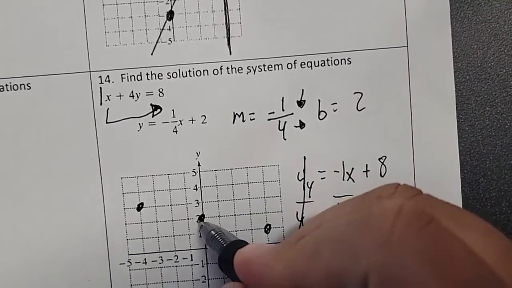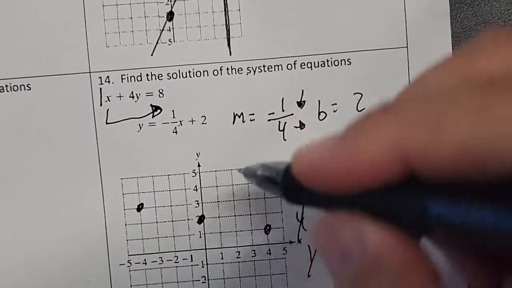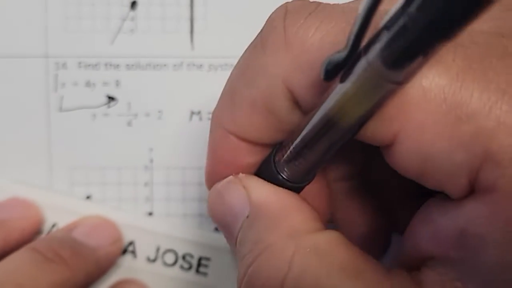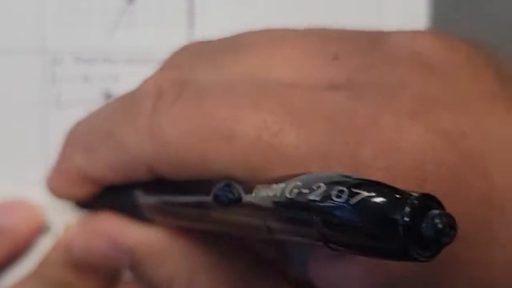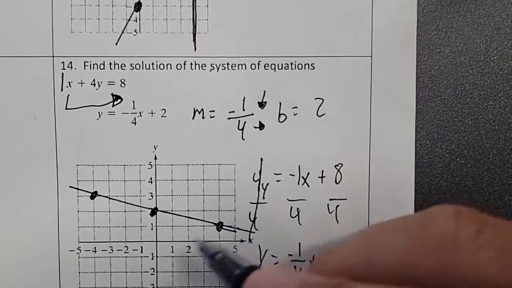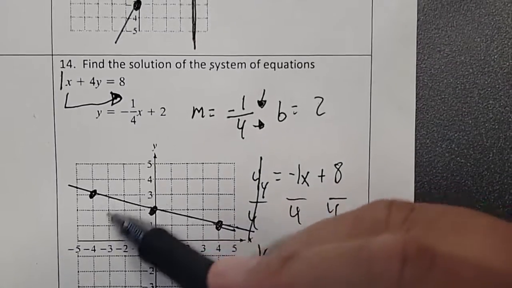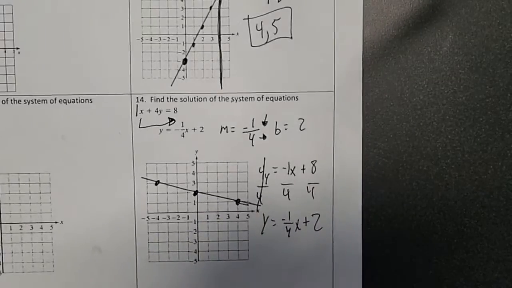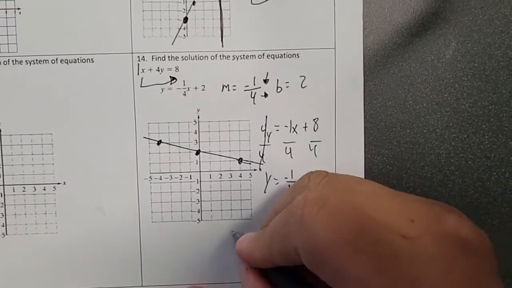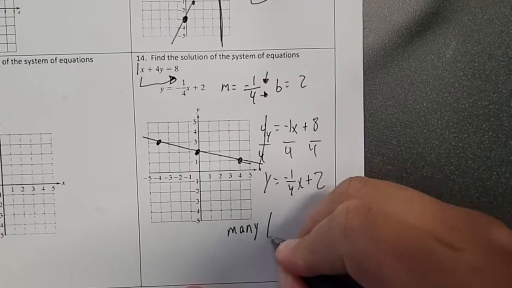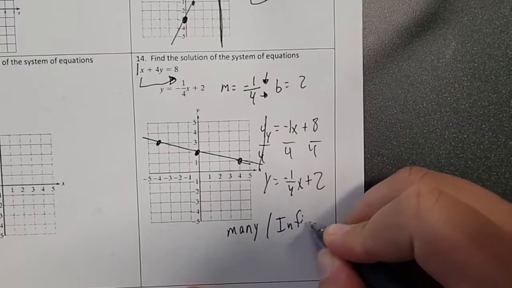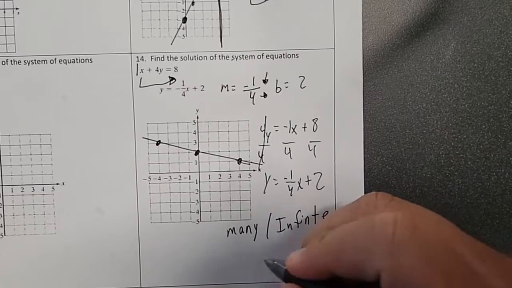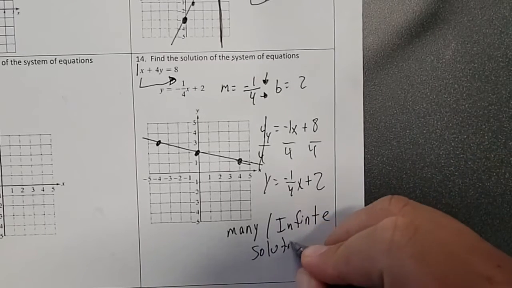So if I graph it again, +2, right, -1/4, it's still just going to be one line on top of another. So it's just going to look like one line. So that means that they cross all the time because it's the same thing. So we're going to say the answer is many. I think they use the word infinite, all right? Infinite. Is that how you spell infinite? I'm not sure. Ask somebody. Infinite solutions, because they're always touching each other.